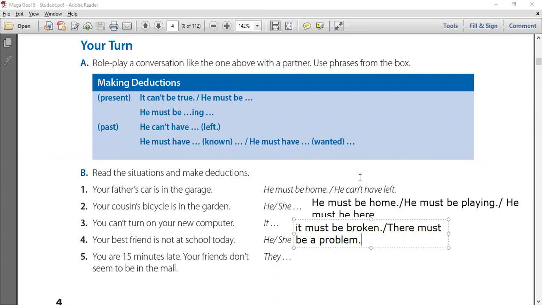What do you think? Your best friend is not at school today. So, what is your thought? He or she must. Maybe she has a problem. Yes, so you're not going to say maybe. She must. Let's say she must have a problem. Okay? Yes. Okay, thank you. Now let's move on.